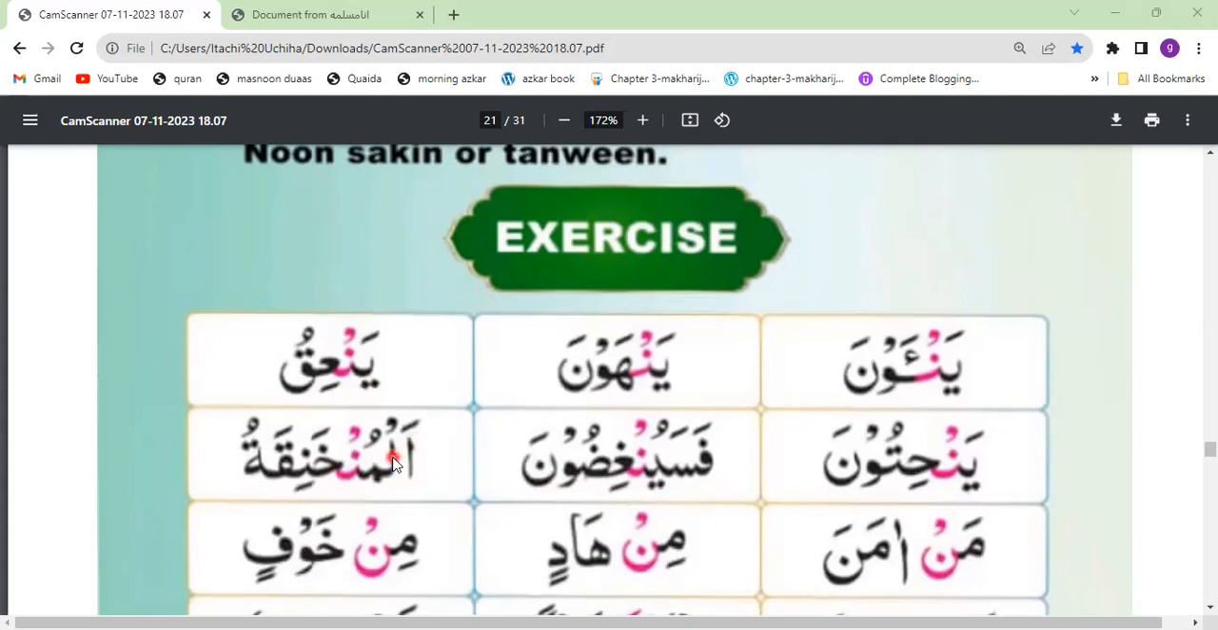Yalmun. Hamza with the lam. Almun niqatu. Yeah, again, we don't have to stretch the simple zabar there, okay? Almunhaniqatun. Yeah, almunhaniqatun. Good job, perfect. Okay, we will do the rest of the exercise inshallah in the next class.